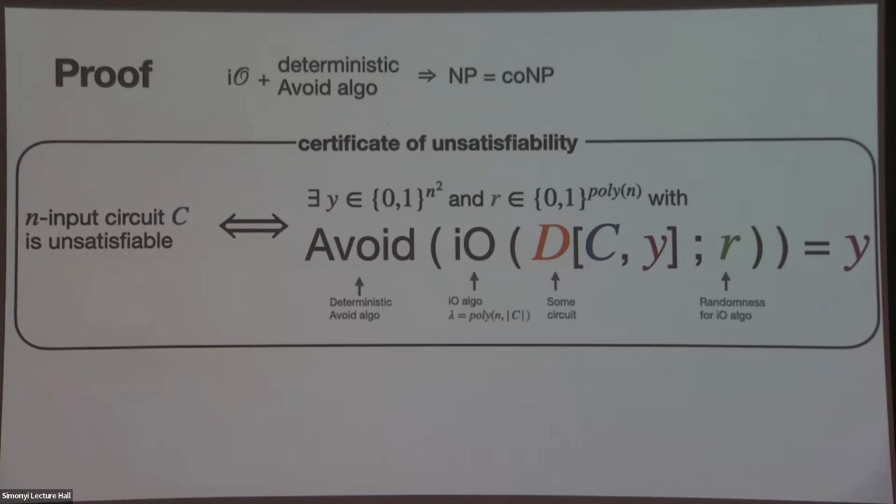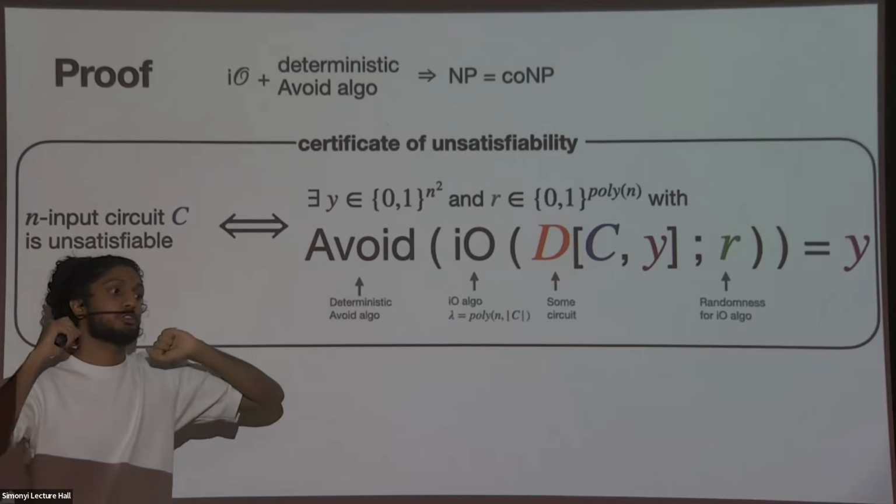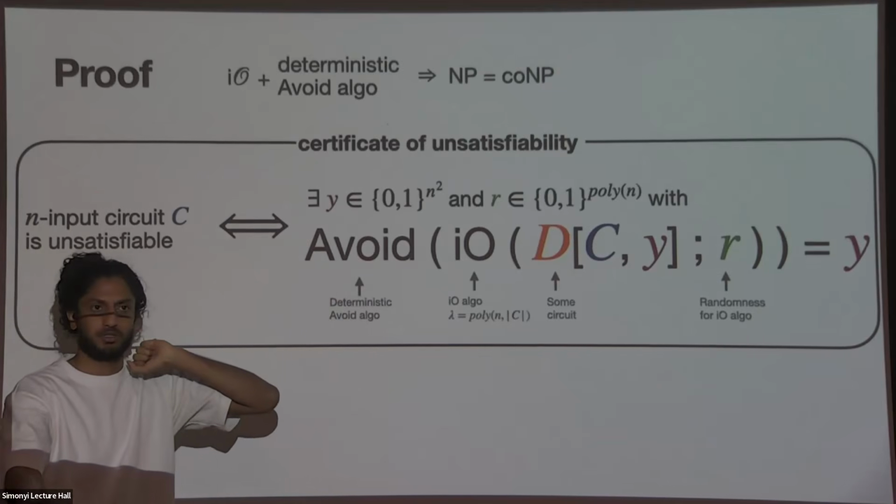You can't control which string Avoid returns, right? No, Avoid is just some algorithm. Our goal is to show there's no deterministic range avoidance algorithm.